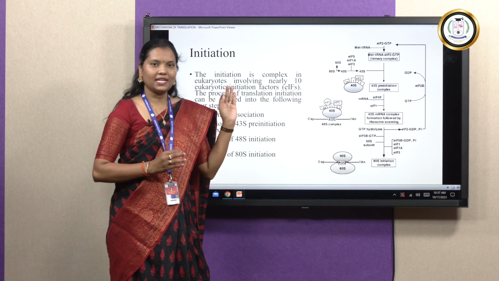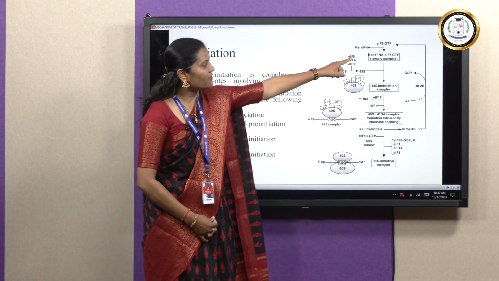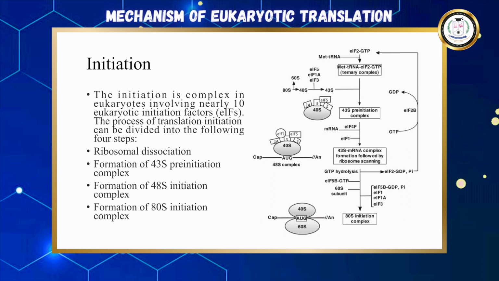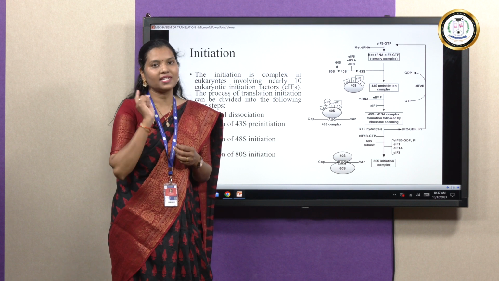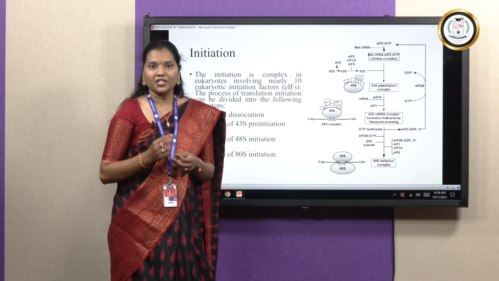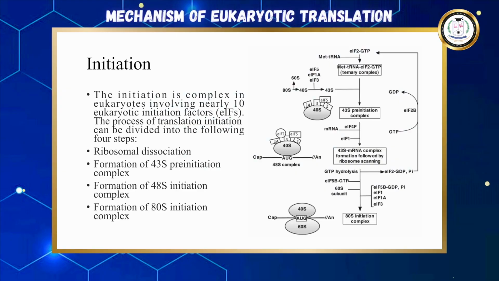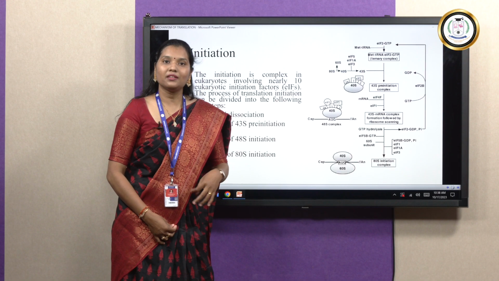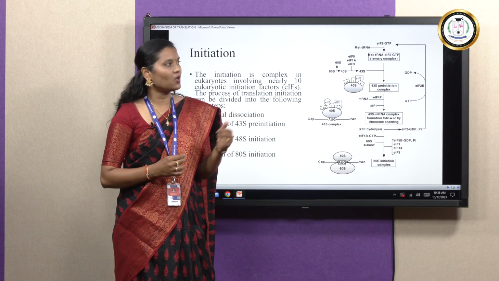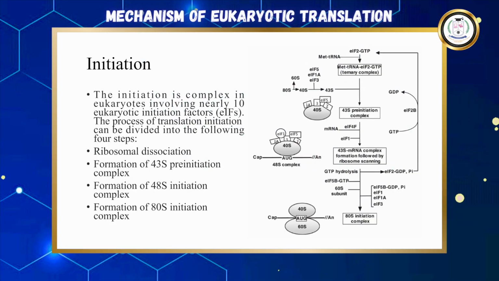To this 43S complex, we have another complex called the ternary complex. The ternary complex includes the first tRNA, called the methionine tRNA, which means this tRNA will have the amino acid methionine in its acceptor arm. So this is the Met-tRNA plus the initiation factor 2 and GTP. This is a complex and it is called the ternary complex. This ternary complex joins the 43S ribosomal complex and it finally forms the 43S pre-initiation complex. In this process, the GTP is hydrolyzed into GDP. Energy is required here, followed by the formation of the 43S pre-initiation complex.